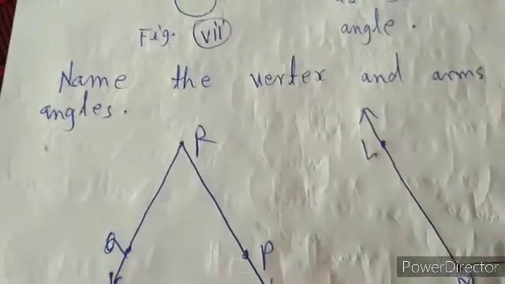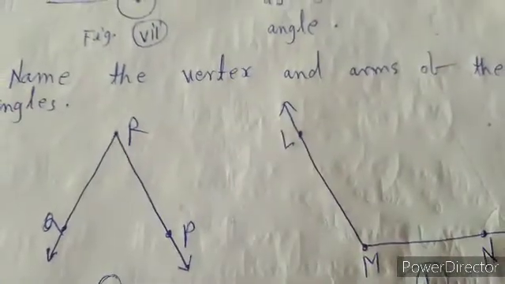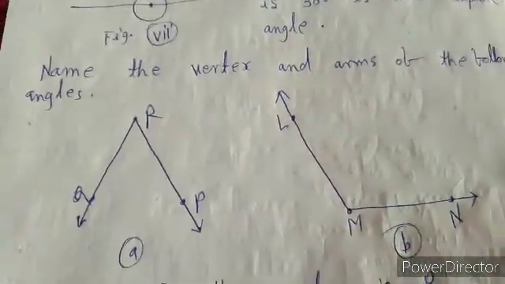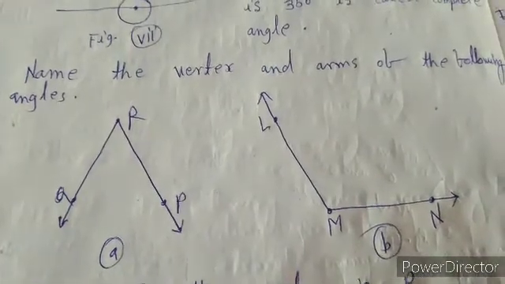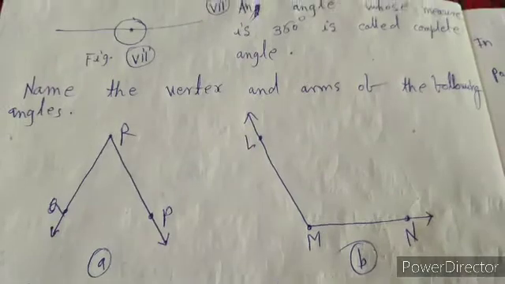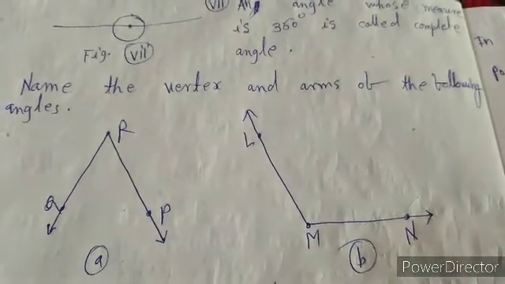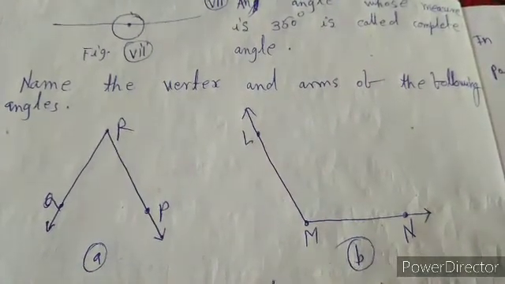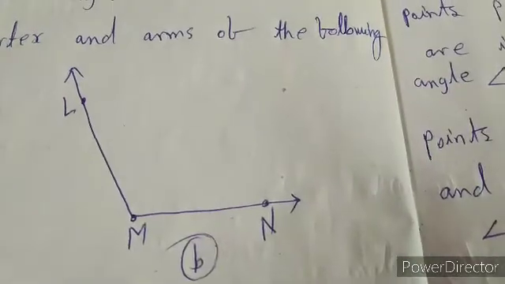Name the vertex and arms of the following angle. In figure A, the vertex is R and the arms are QR and PR. In figure B, the vertex is M, and the arms are LM and MN.